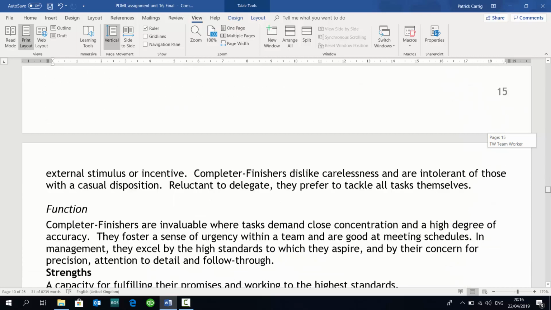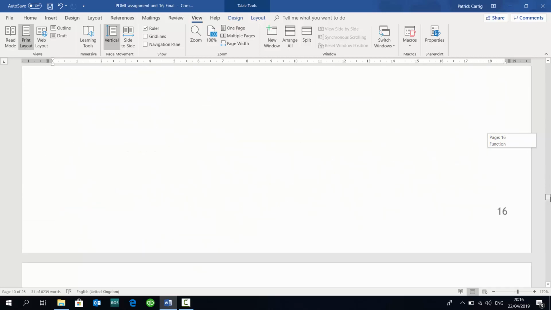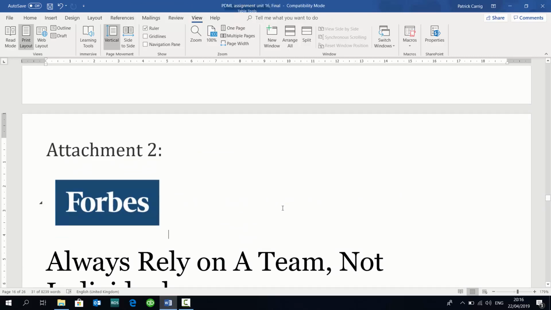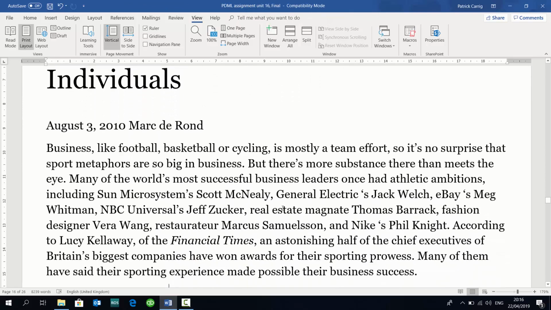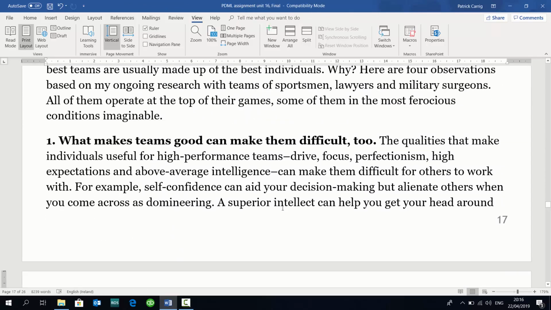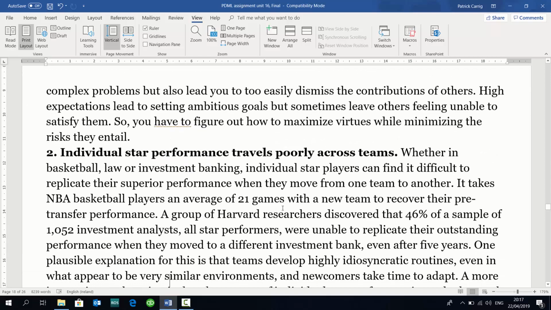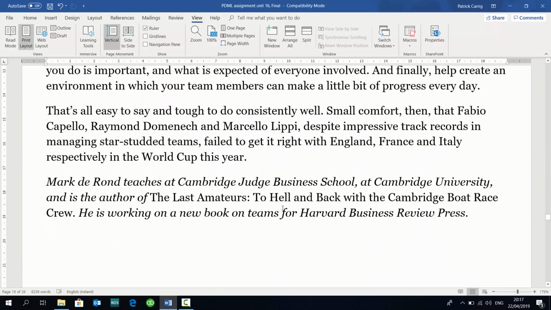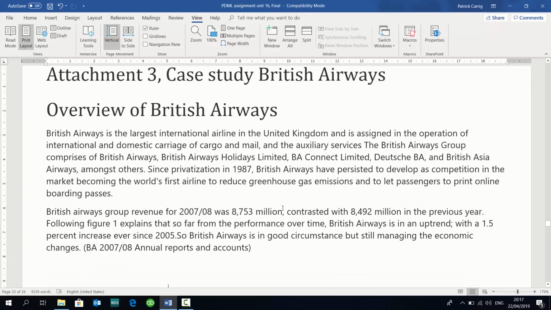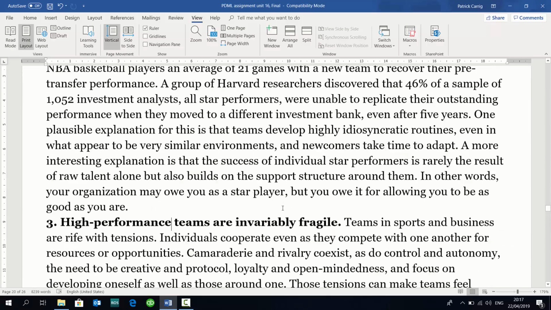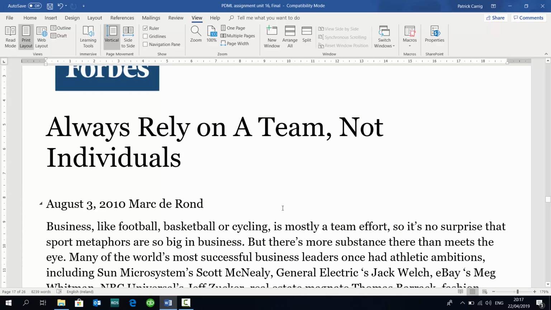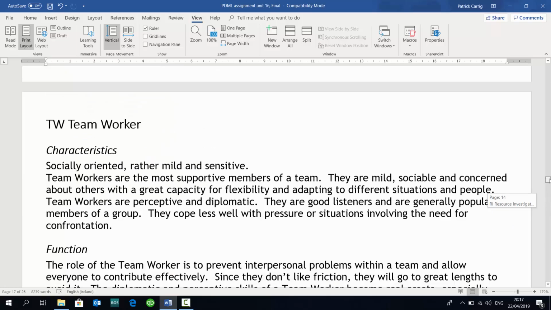Okay, and it's from Forbes magazine. Always relying on the team, not individuals. And you actually look at this reading and decide whether you agree. Do you agree that teams work all the time? It's a short enough article, so go through it, but ask yourself the question and draw on your own research, and draw on other material that's needed.